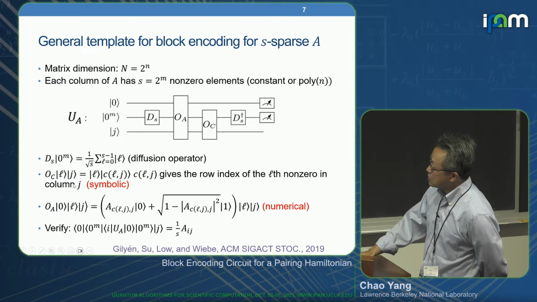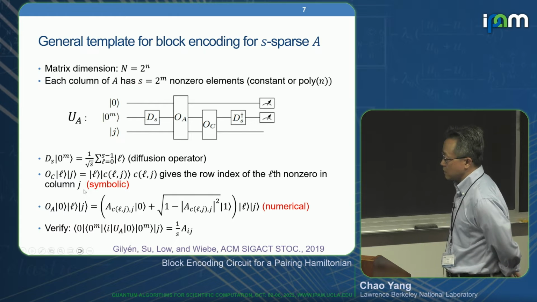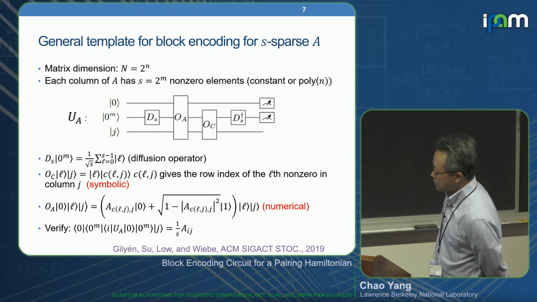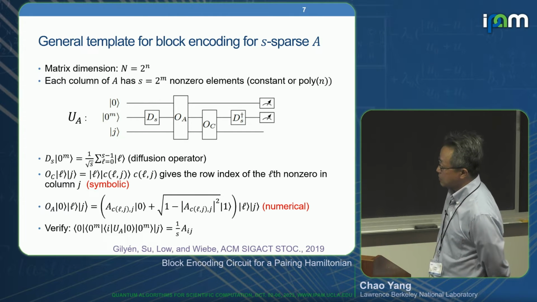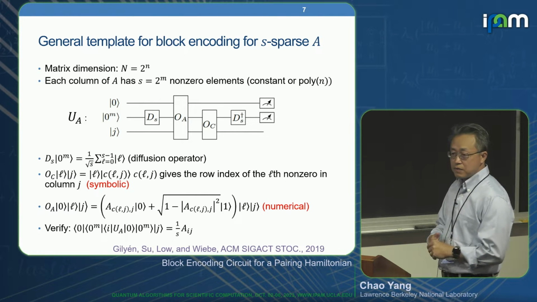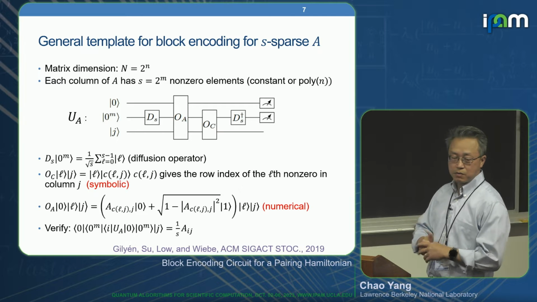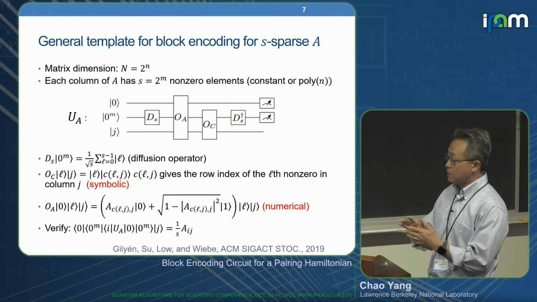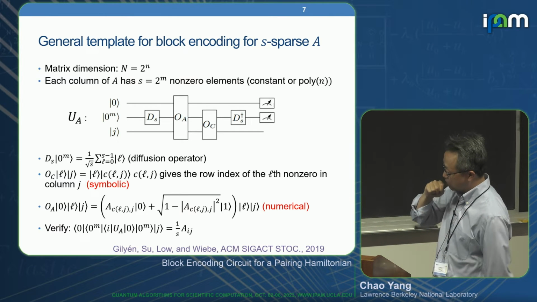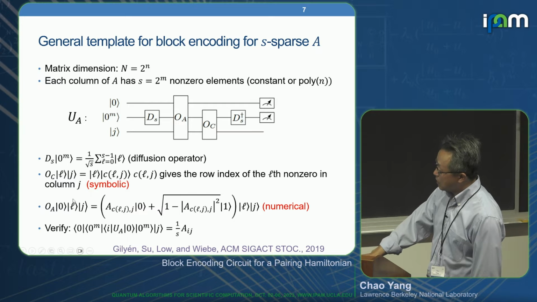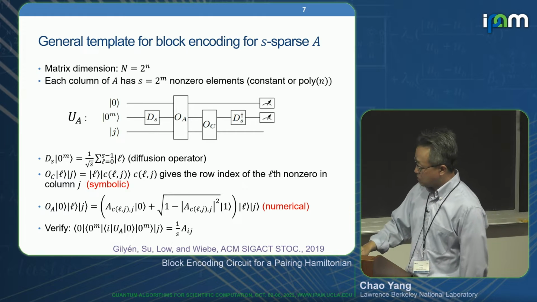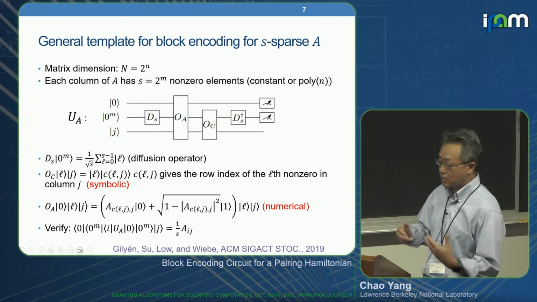Then you have this O_C, where O stands for Oracle. That encodes the mapping from (L, j) to c(L, j), which gives the row index of the Lth non-zero element in column j. We can think of this as a symbolic operation. In sparse matrix factorization, there's a symbolic factorization and a numerical factorization. Then you need another oracle to encode the actual matrix elements through controlled rotations, and you can think of this as a numerical operation.